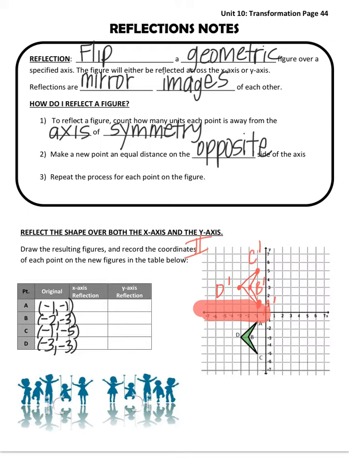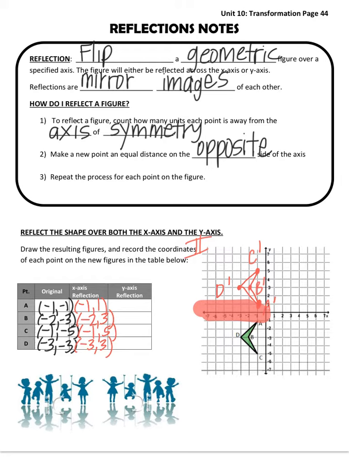Okay, so A prime is at -1, 1. B prime is -2, 3. C prime is -1, 5. And D prime is -3, 3.